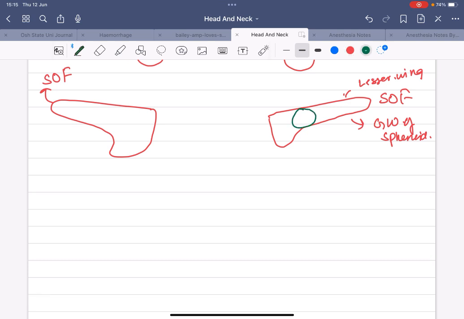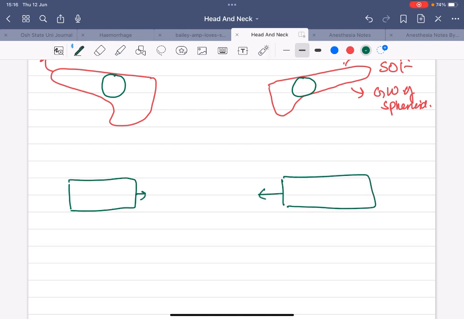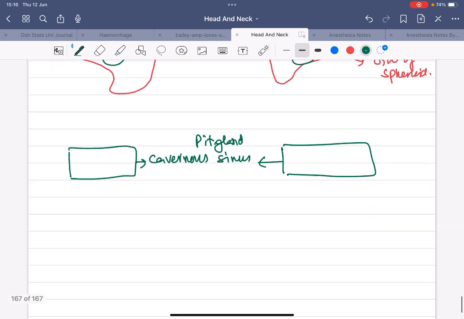Ring of Zinn. Now see here, this is your cavernous sinus. In the center, your pituitary gland is present. So lateral to the pituitary gland, the cavernous sinus is present here. Now we must know the nerves, so please remember, see here.